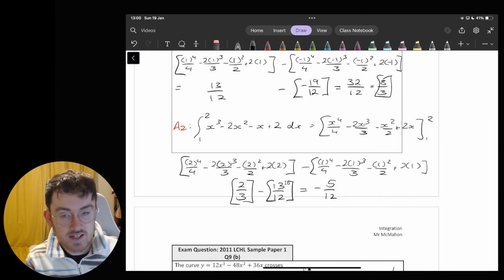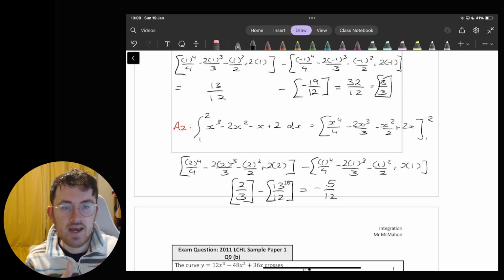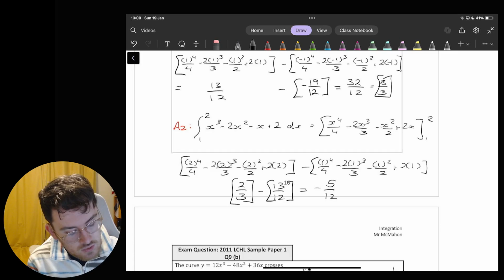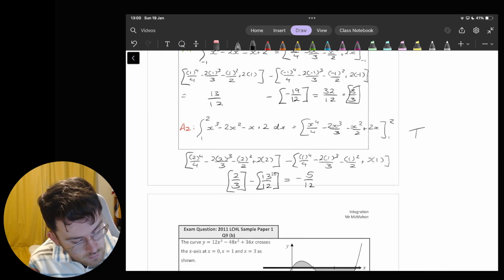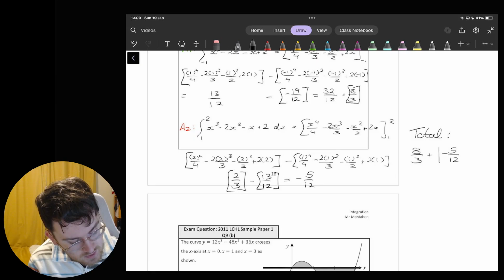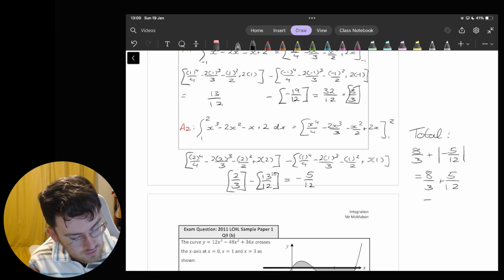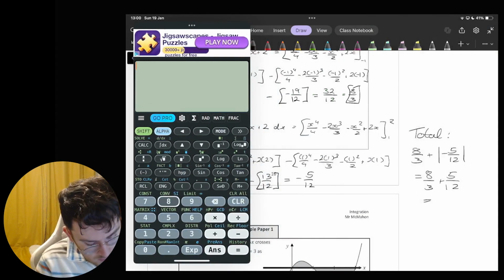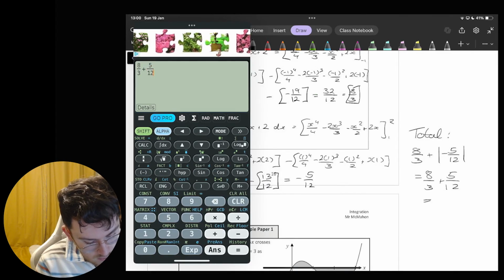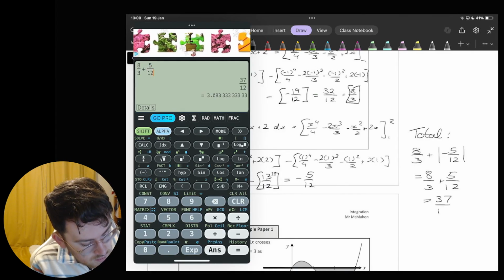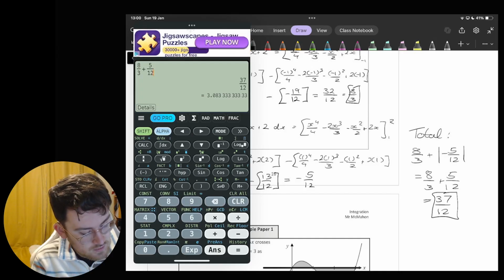Okay, and a negative answer, which is what we expected, that's an indication that the region I've calculated there is below the axis. So in order to find the total area, we just need to ensure that we do 8 over 3 plus the absolute value of minus 5 over 12. So 8 over 3 plus 5 over 12, which is going to give me, let's see, 37 over 12 as my total area, units squared.